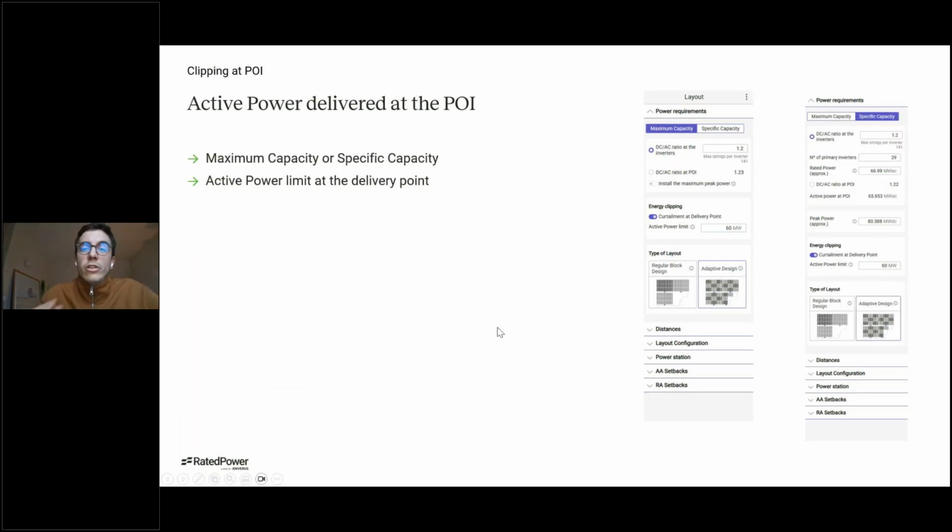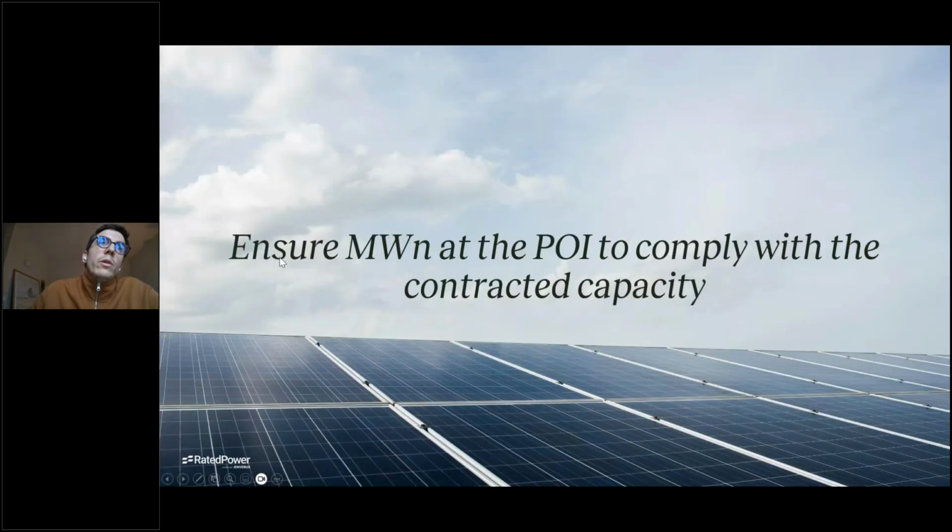If you do that, you will never deliver more power than what you set at the active power limit. And in this way, we will ensure the active power at the point of interconnection complies with the contracted capacity.